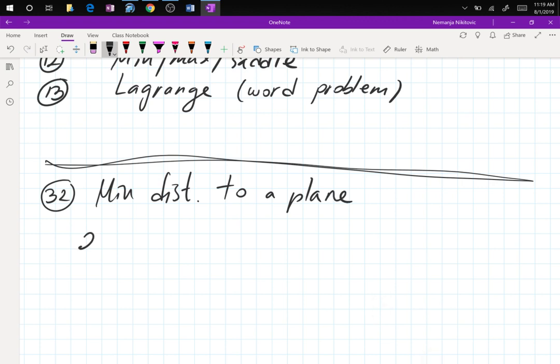So your plane is given as 2x plus 3y plus 6z is equal to 10. And the point is negative 2, 5, and 1.